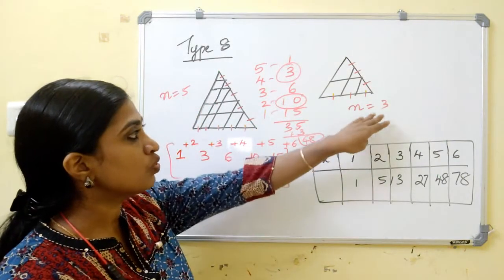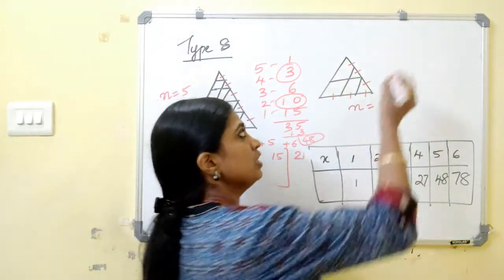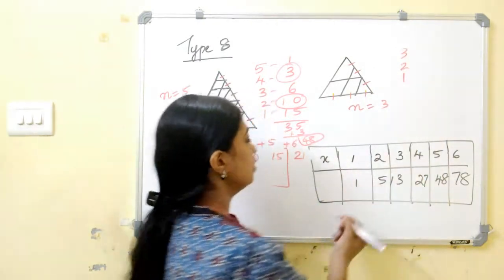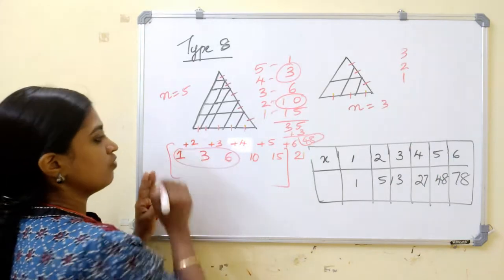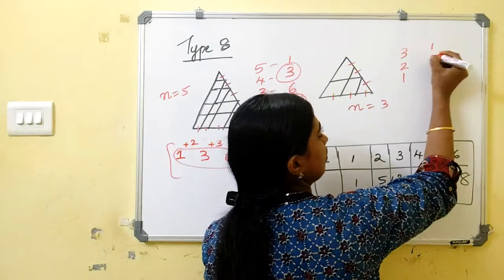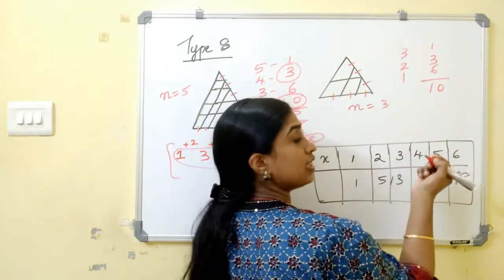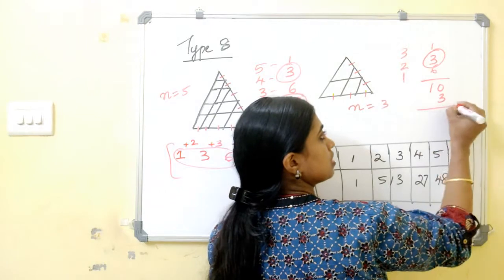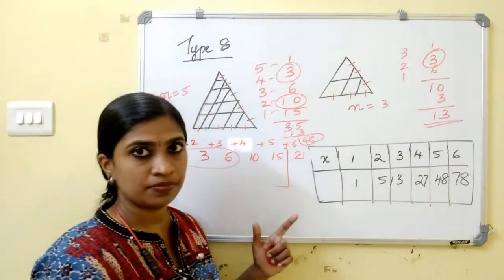Now we can do the next one. n is equal to 3. So what you have to do first? You have to write 3, 2, 1. Then take the first 3 of the series: 1, 3, 6. Write it in order. Add it: 6 plus 4, 10. Then take the alternate numbers and add it to this: 10 plus 3, 13 is the number of triangles in this figure.